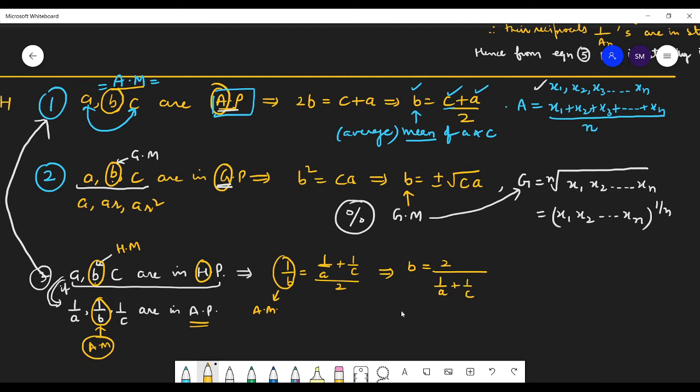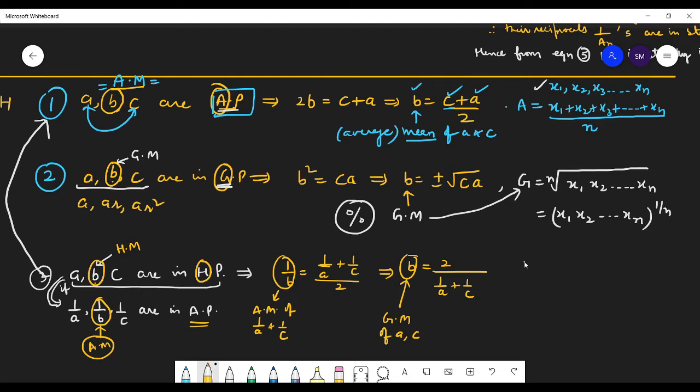Is this clear? So, now B is your geometric mean. So, got the formula for geometric mean, students? So, this geometric mean, B is the geometric mean of A and C. 1 by B is the arithmetic mean of 1 by A and 1 by C.